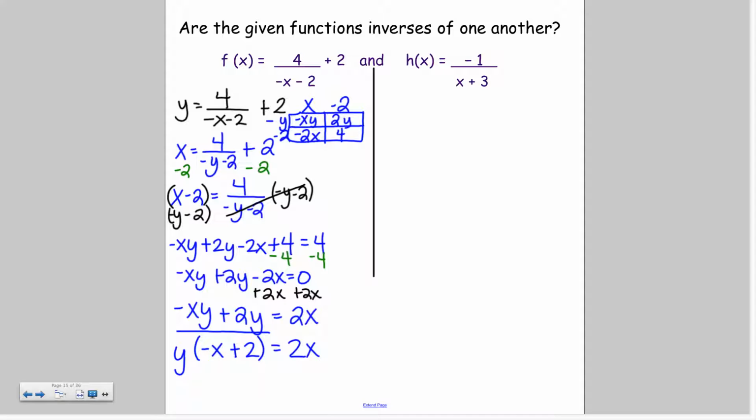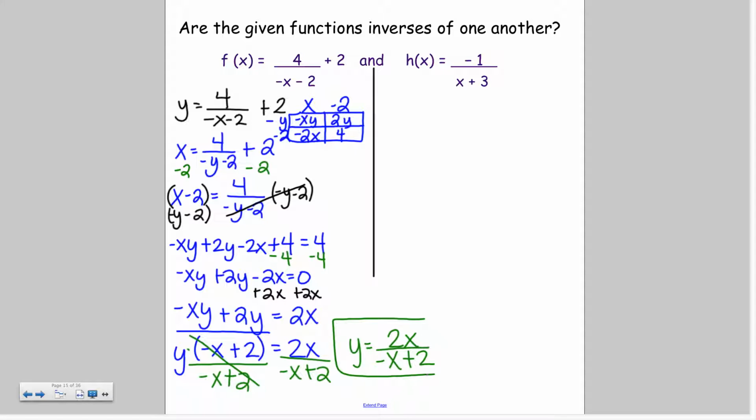All right? So now we can get y by itself. This is being multiplied together. This is being multiplied, so we're going to have to divide by -x plus 2. That cancels that -x plus 2. Okay? And this is going to leave us with y is equal to 2x over -x plus 2. And that is our inverse of this first function.